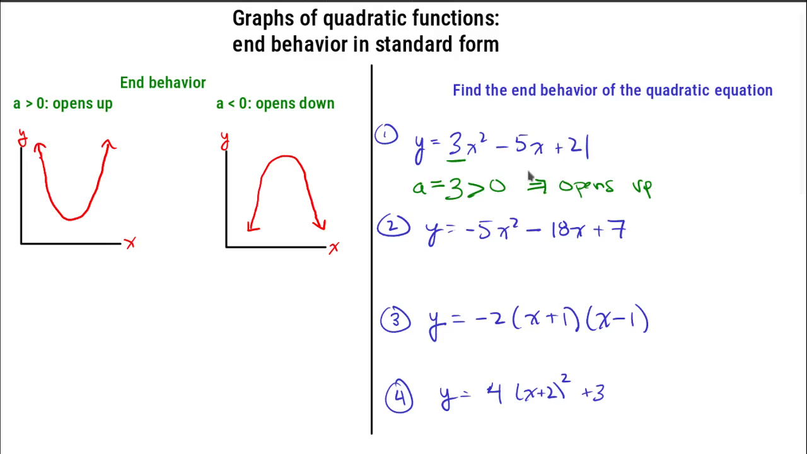The minus 5x and the plus 21, they really don't affect the end behavior. It's only the coefficient in front of the x squared that tells us what happens as x goes to plus or minus infinity.